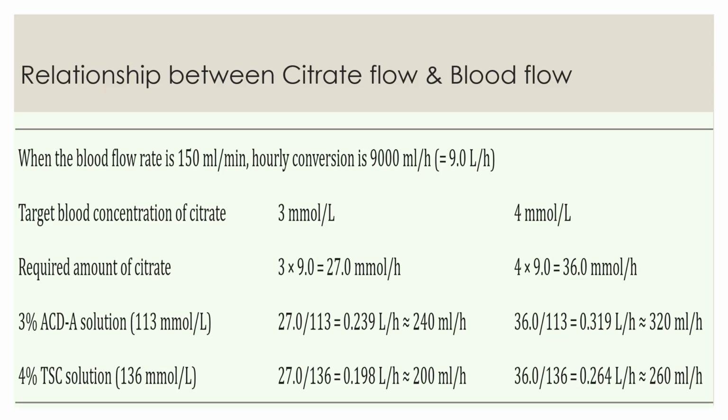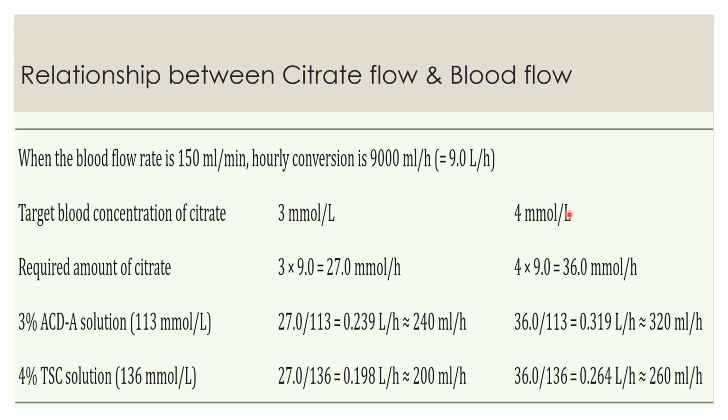To understand the relationship between citrate dose and blood flow, have a look at this table. Assume blood flow is 150 ml per minute, so the total flow of blood in 1 hour will be 150 multiplied by 60, equal to 9 liters per hour. As I discussed earlier, the citrate concentration in blood should be between 3 to 4 millimole per liter.